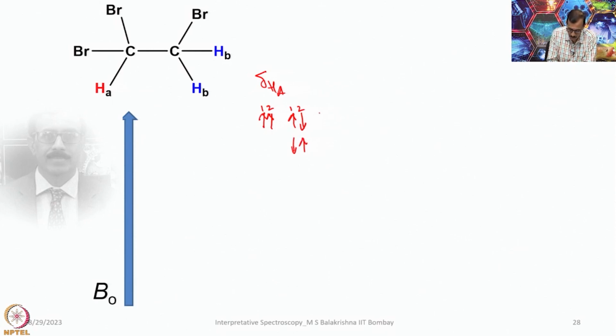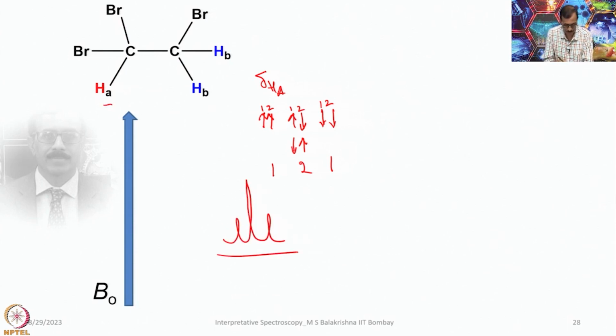Now the third one will be something like this, 1 and 2. So that means, if you just see, these two are degenerate. So this is one set, this is two set, and this is one set. So this is how the signal due to HA appears as a triplet, something like this. This is for HA.